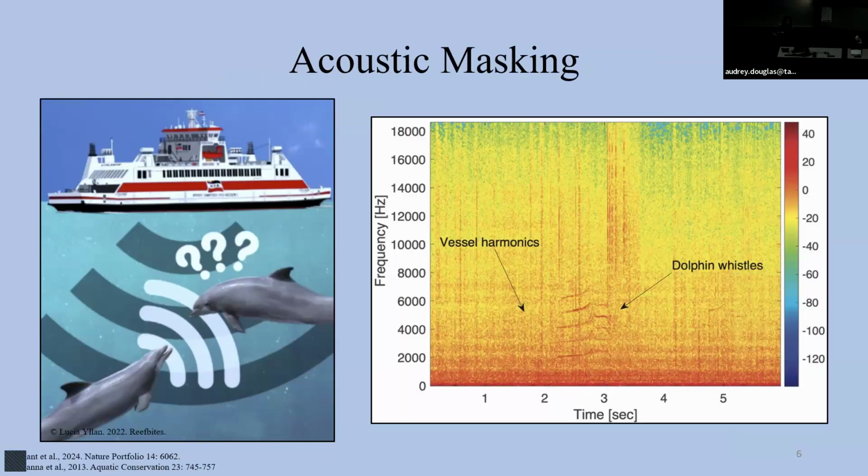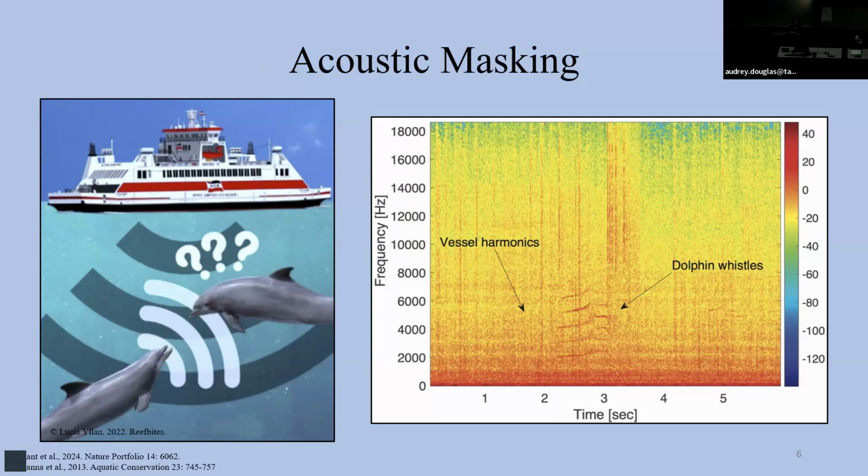And when dolphins are experiencing noise pollution, it can lead to something called acoustic masking. This is kind of like when you're at a restaurant and you're asking the waiter or waitress for an order and they can't hear you because the background noise is too loud. And so that can make things confusing. You could end up with the wrong order. And so this is kind of what dolphins experience when there's too much noise pollution.